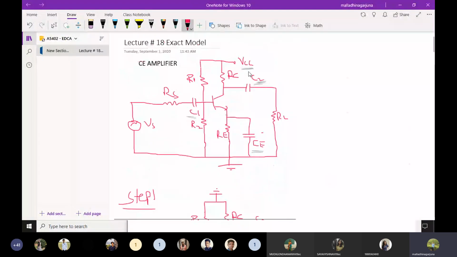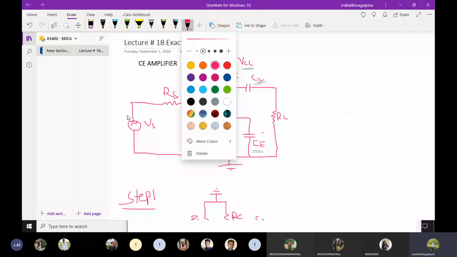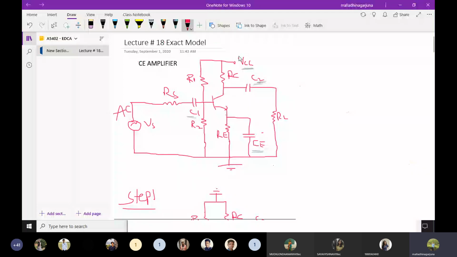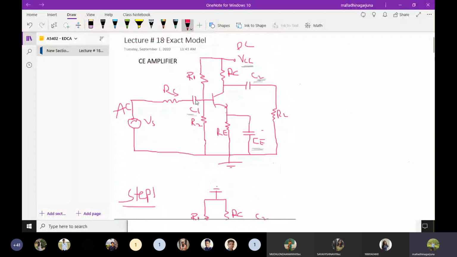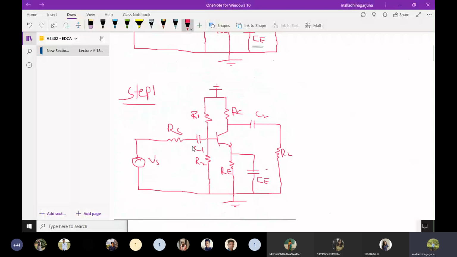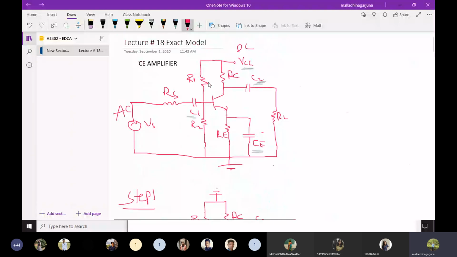So what is the DC source here? VCC is the DC source, whereas VS is the AC source here. This is the AC signal, and this is the DC signal, the battery we are having. Now, according to step 1, connect all the DC sources to ground. I redrew the same circuit again without any changes, just keeping one ground connection to R1 and RC, which are connected to VCC here.